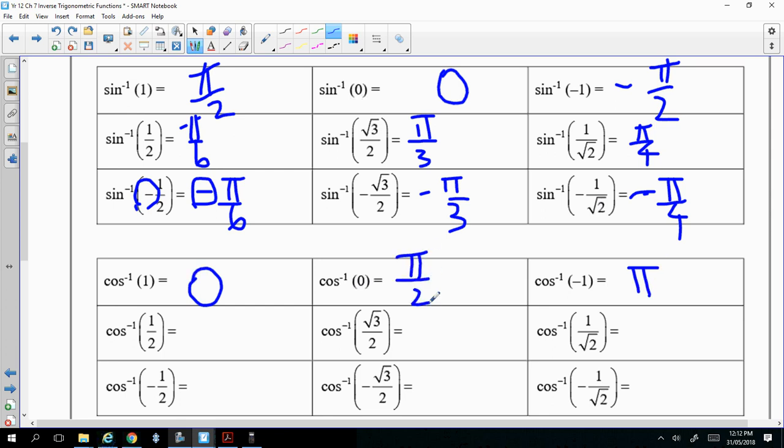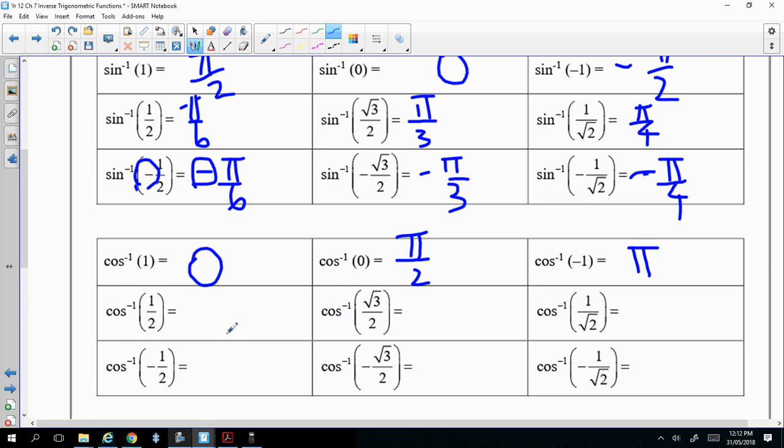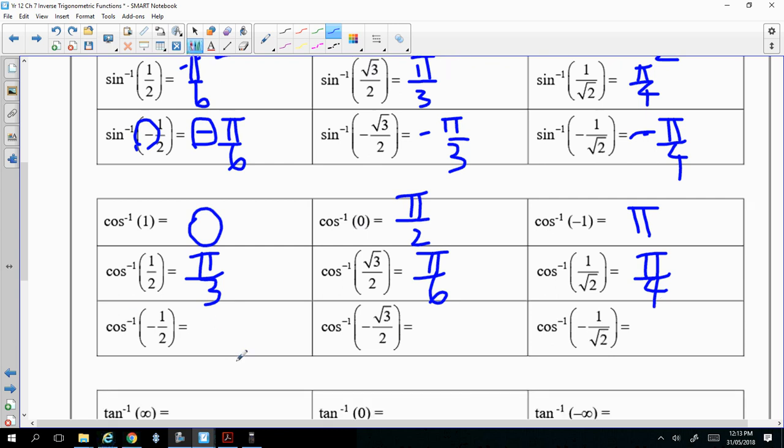So let's calculate this first row. Half is 60 degrees, so pi over 3. This is pi over 6, 30, and this is pi over 4. Like that. With the negative, just remember this is in the second quadrant. So basically, you can just use this formula, right? Pi minus.